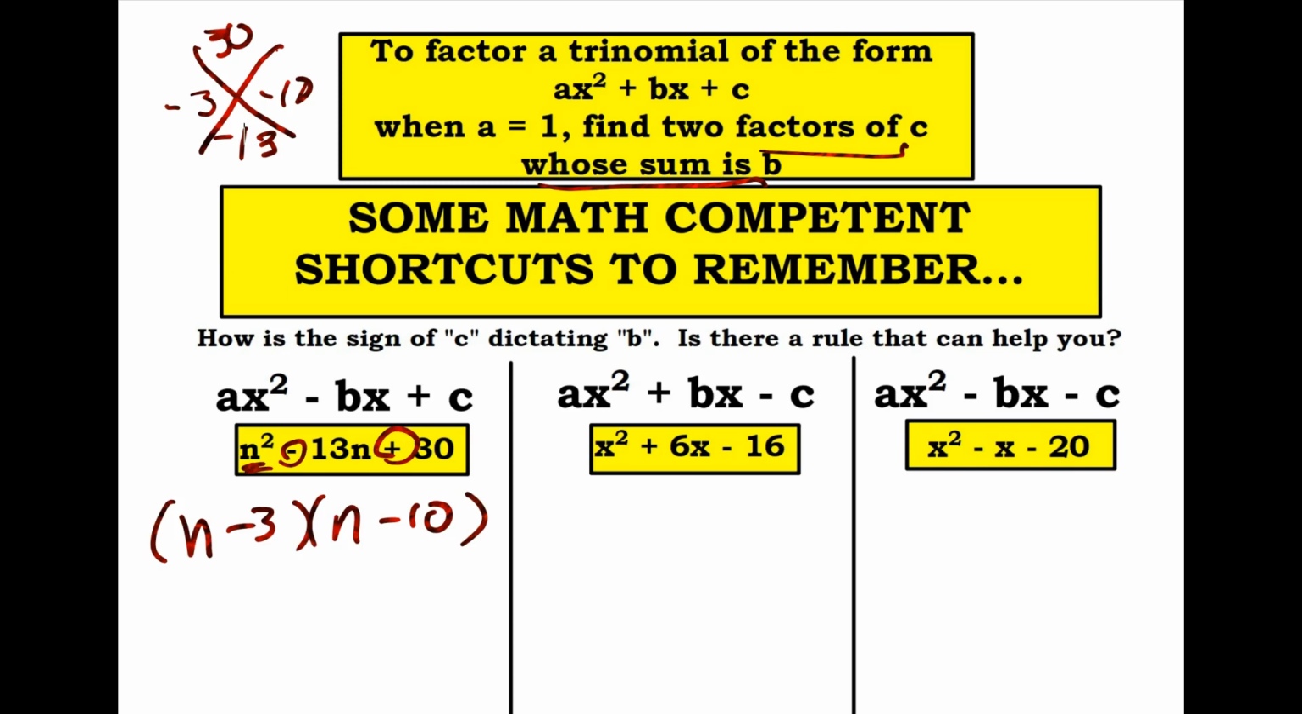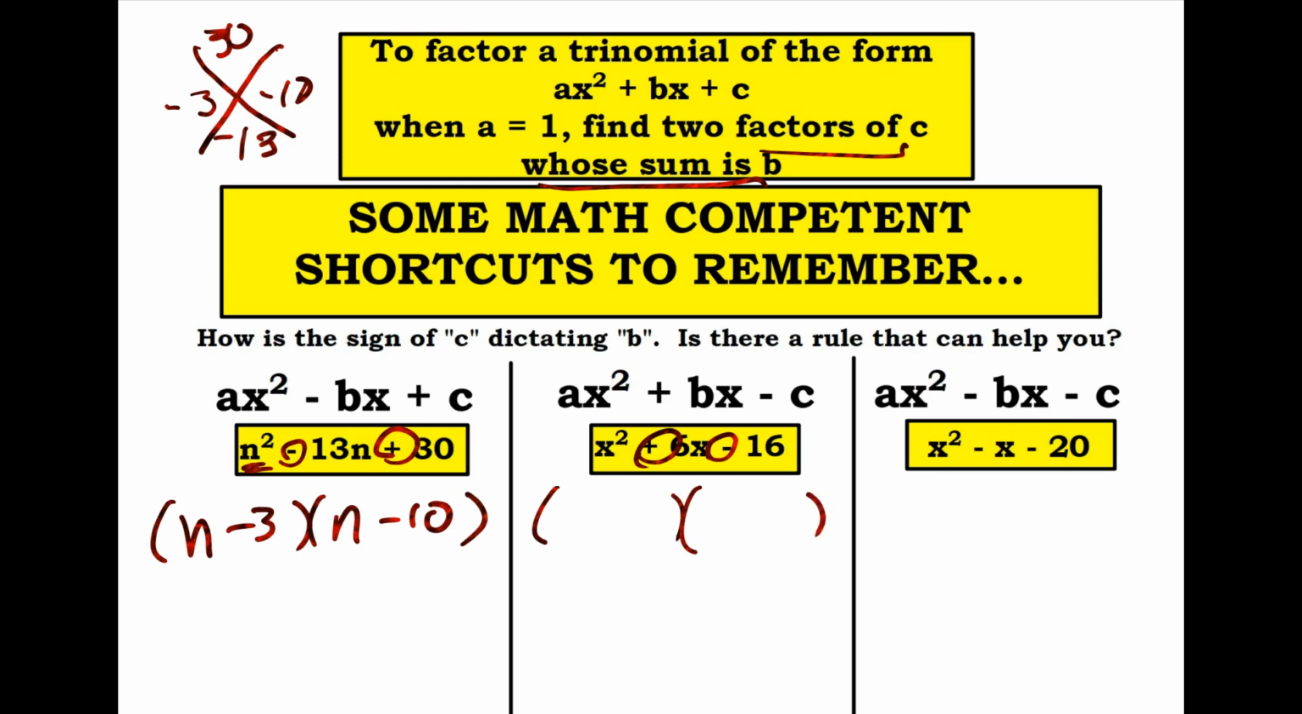All right, so what's the rule? Well, we'll talk about that next, because I'm going to give y'all a general rule. So how is C negative dictating to B that's positive? Well, this negative sign, the only way I can get a negative by multiplying is that one number has to be negative and one number has to be positive.